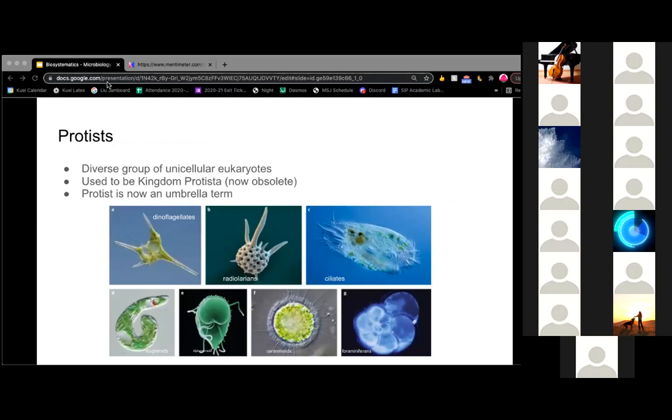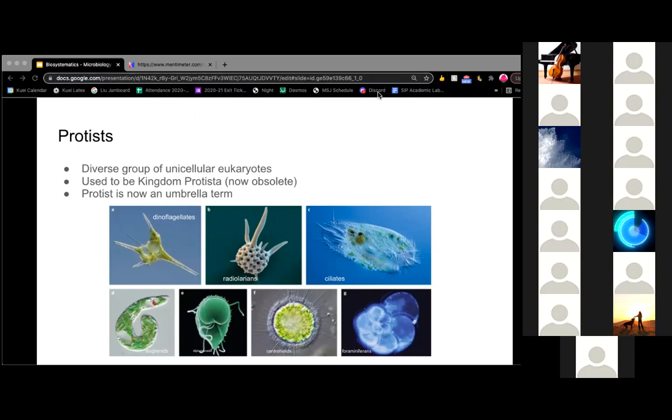All right, moving on to protists. Protists are a diverse group of small unicellular eukaryotes. Protists used to be classified under the kingdom Protista, but this kingdom is now obsolete as taxonomists have come to realize that not all protists are closely related to each other. So instead of being used to refer to an entire kingdom, the term protist is now used by biologists as a convenient and general umbrella term to refer to unicellular eukaryotes that are not plants, animals, or fungi.